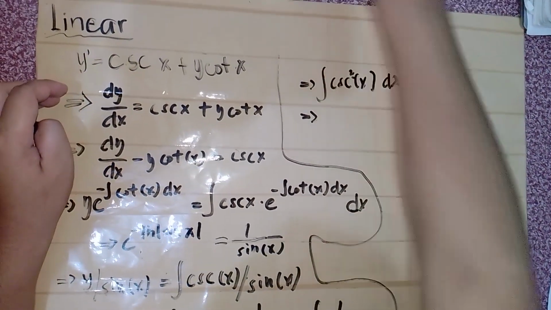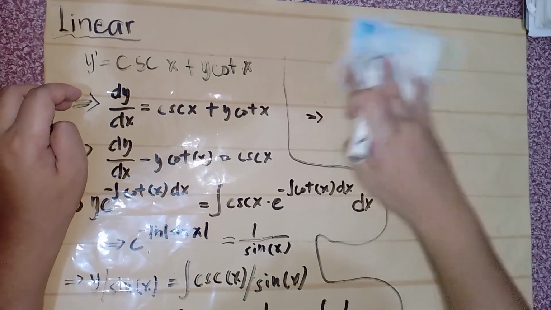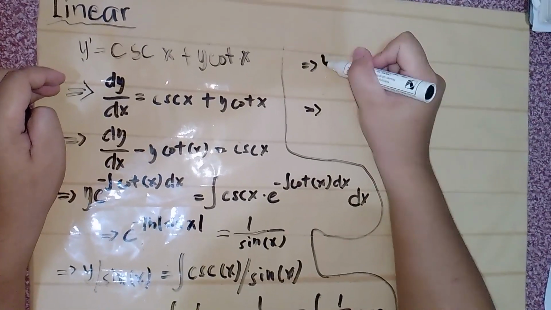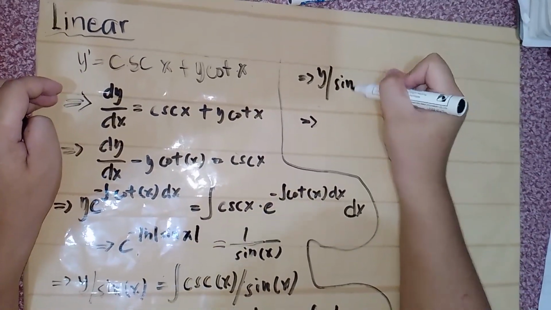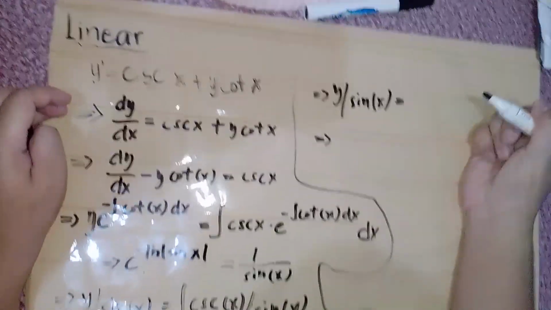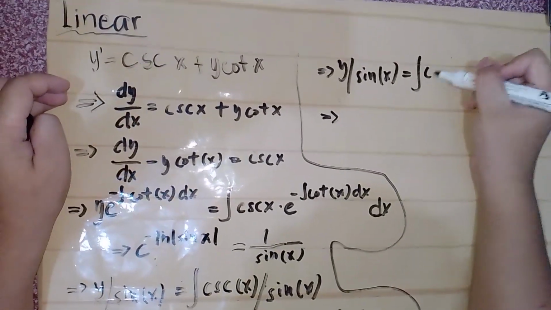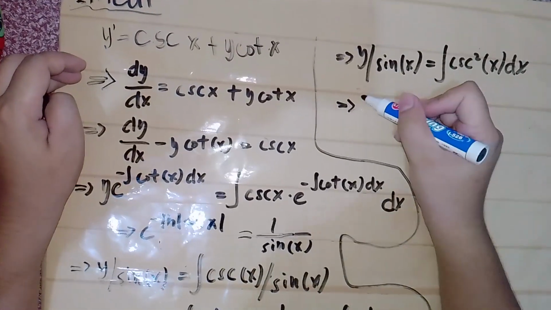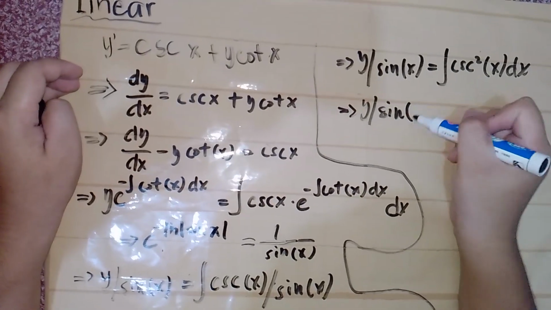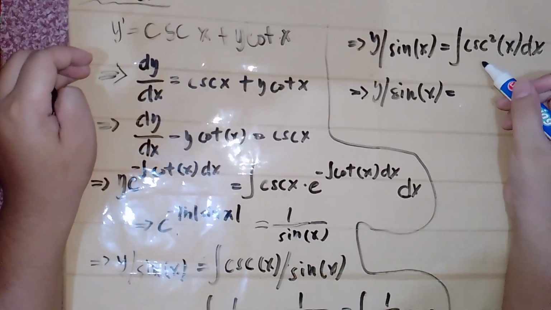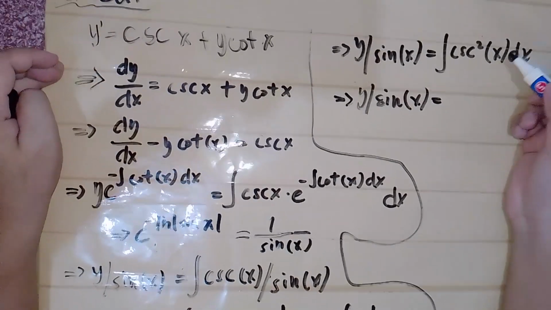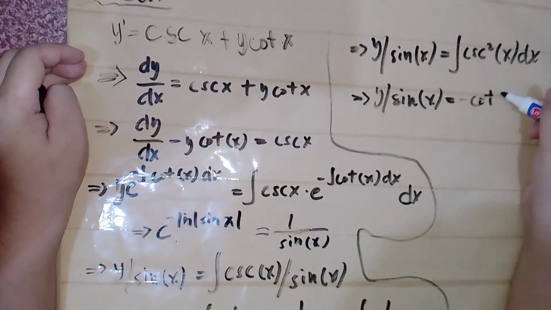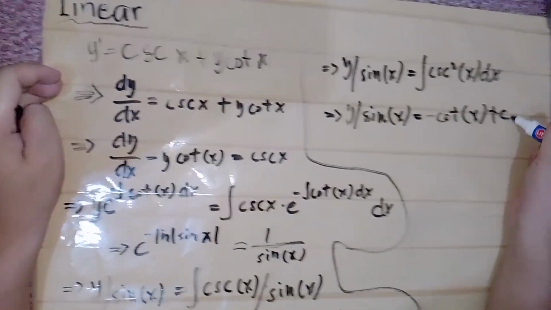We made a mistake here. We forgot to put the y. So y over sine x is equal to the integral of cosecant squared x dx. Alright. So y over sine of x equals the integral of cosecant squared x, which is negative cotangent x plus c.